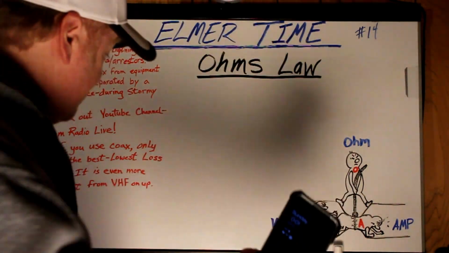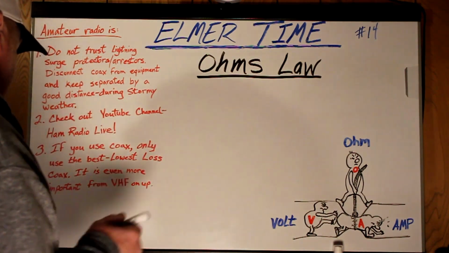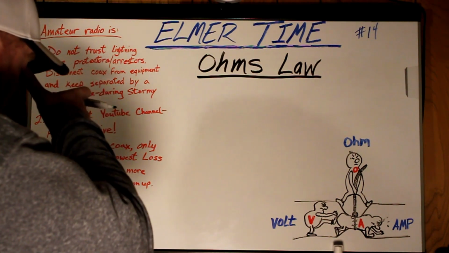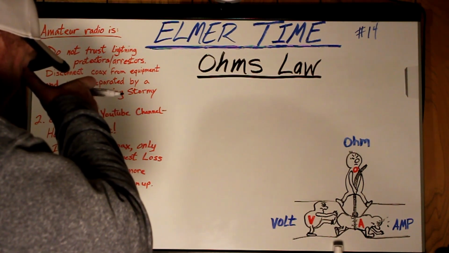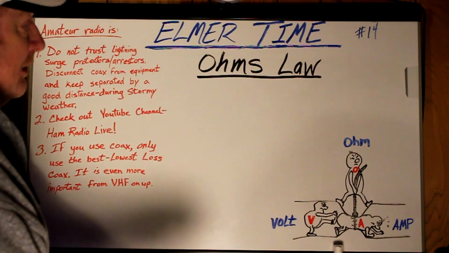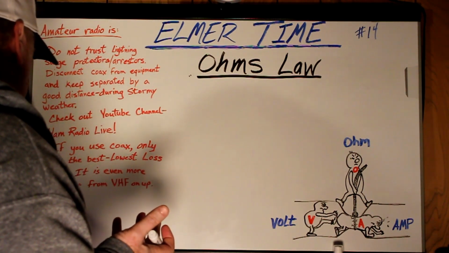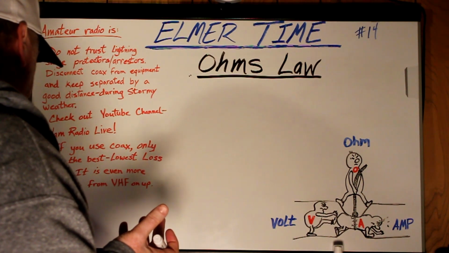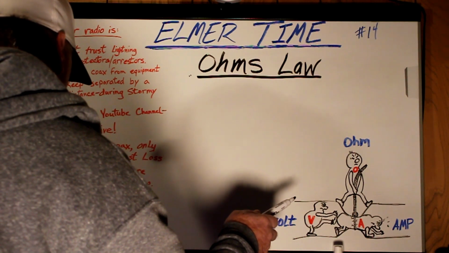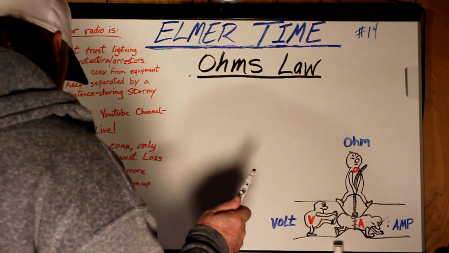Okay, starting off, Ohm's Law was named after a German physicist named George Ohm, and it's one of the most basic, most important laws of electrical circuits. And Ohm's Law states the voltage flowing across a conductor is directly proportional to the current flowing through it.